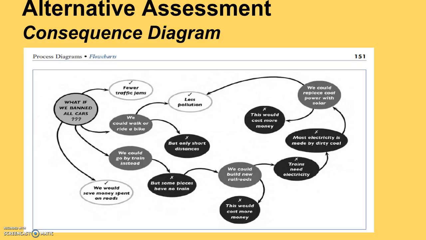The image below is taken from Moline's text, I See What You Mean. As you can see, a consequence diagram is basically a flowchart that starts with a what-if question. Students come up with possible answers to the question, and each possibility leads to a unique set of consequences.